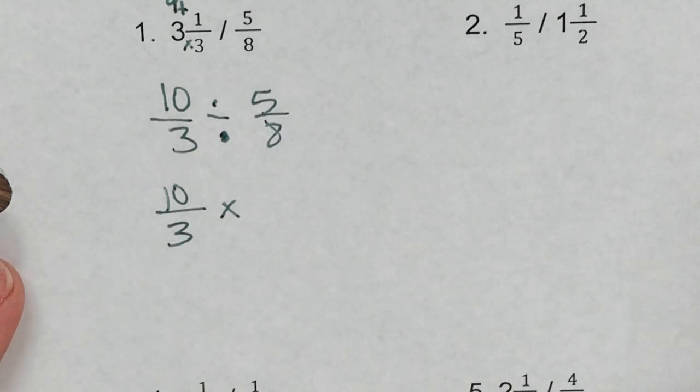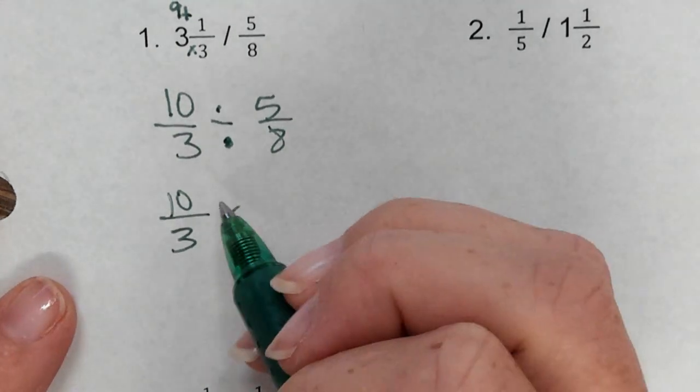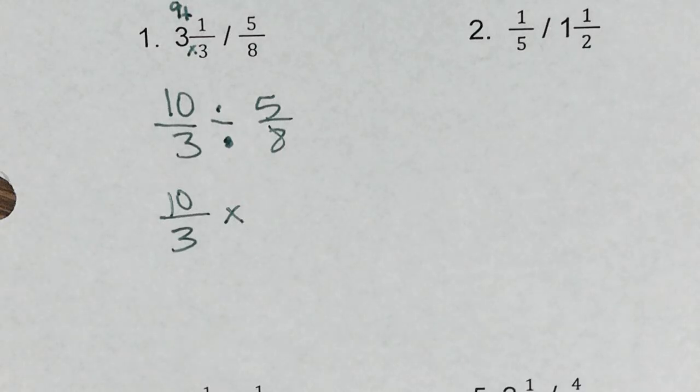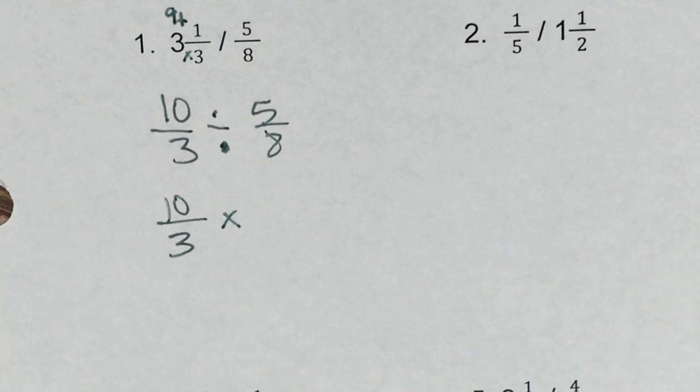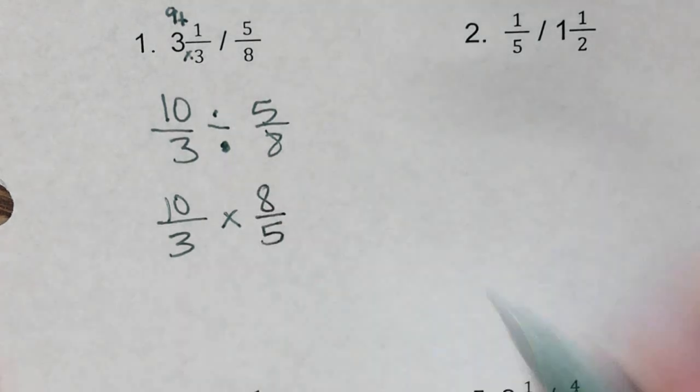Yes, ma'am? For the multiplication sign, do you want us to do like... You can do a dot. So in algebra, we won't use these for multiplication signs because it'll look like a variable. But for today, it really doesn't matter. But if you want to use a dot, you can, or you can use parentheses. But what am I going to do to this 5/8? Flip it and make it its reciprocal, which is 8/5.